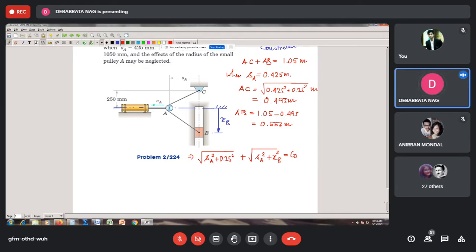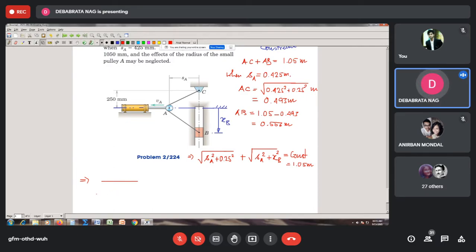Yes, sure. Okay. So we see that this is constant, and this constant value is 1.05 meters. This is the thing that we are getting. Now, this is the constraint relationship. That means that every time we need to satisfy this. So I can differentiate this with respect to time. So if I differentiate it with respect to time, what will it be?